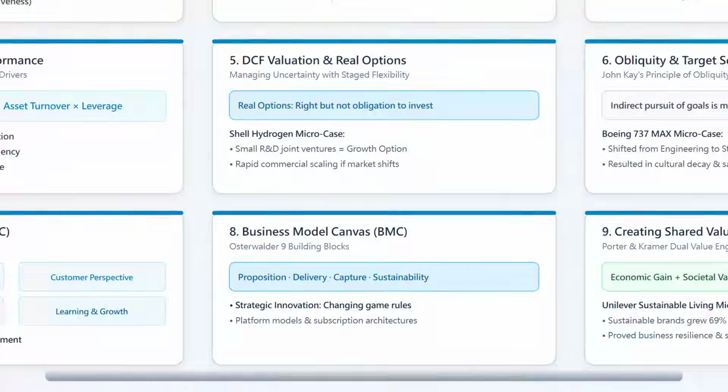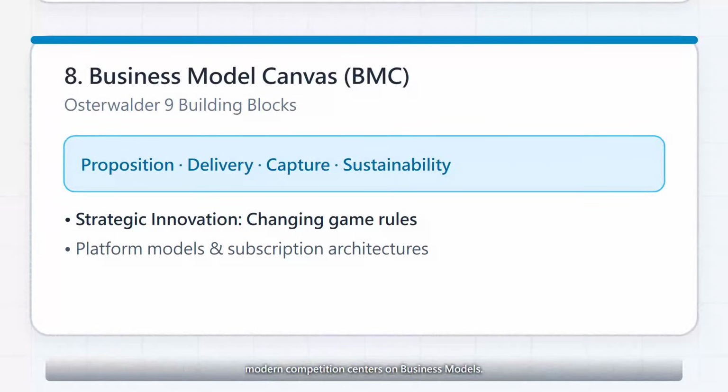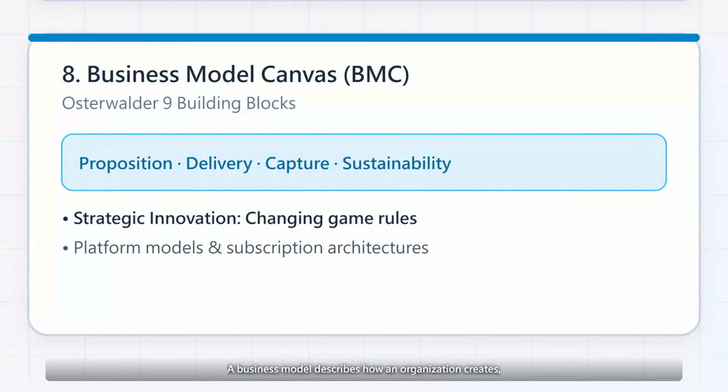Moving beyond individual products, modern competition centers on business models. A business model describes how an organization creates, delivers, captures, and sustains value. Alexander Osterwalder's business model canvas maps this architecture across 9 building blocks: key partners, key activities, key resources, value proposition, customer relationships, channels, customer segments, cost structure, and revenue streams.